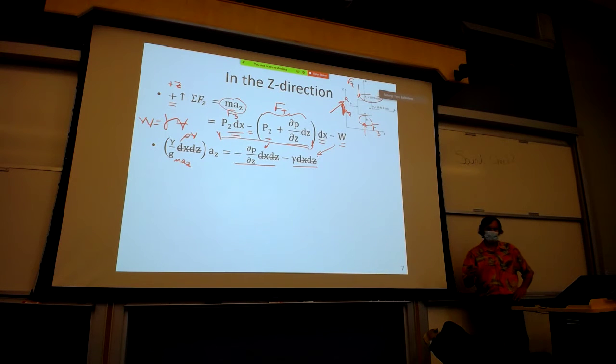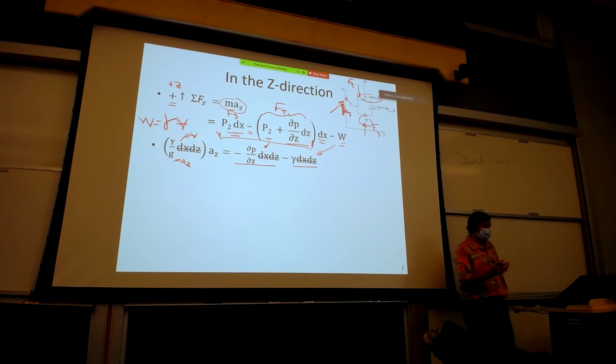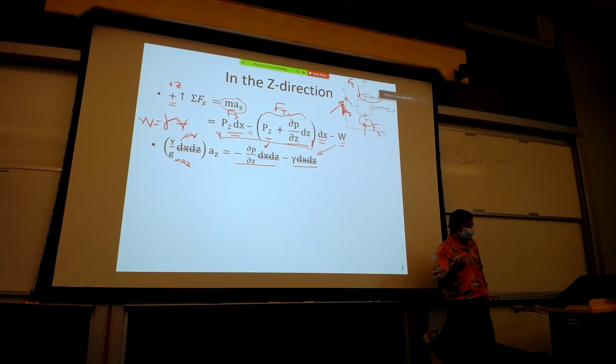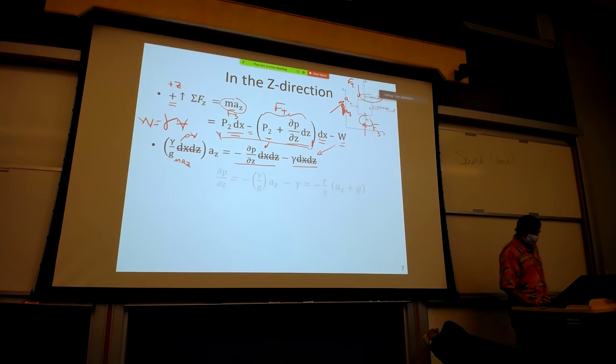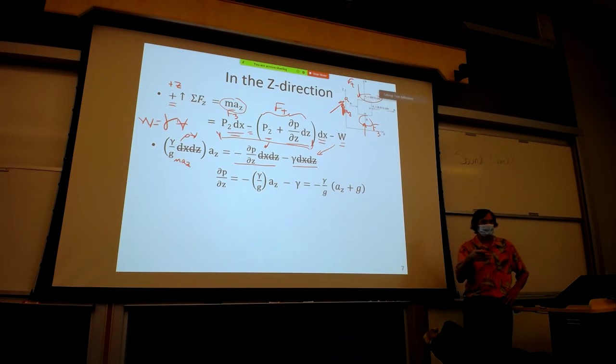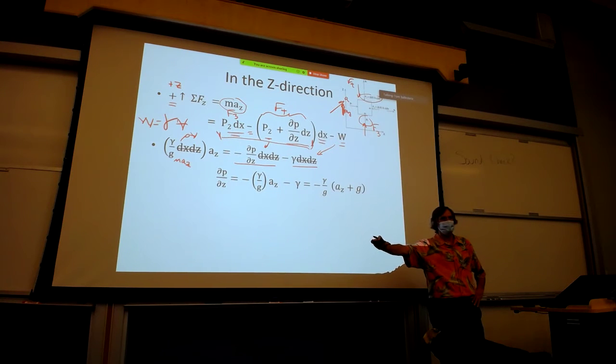Again, weight is specific weight times volume. As you can see, I've already crossed them out. As always in all these derivations, the volume cancels out because it should never affect what you're going after. So when we cancel out the volumes and solve this equation for the pressure gradient, just like in the x direction, where we solved for the pressure gradient in x, and that was gamma over g ax.